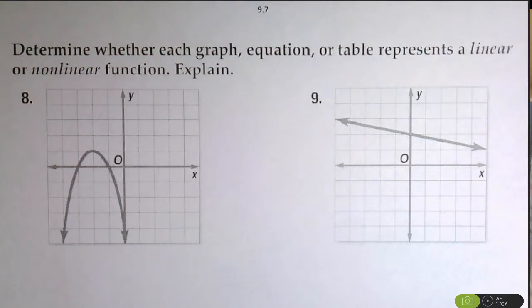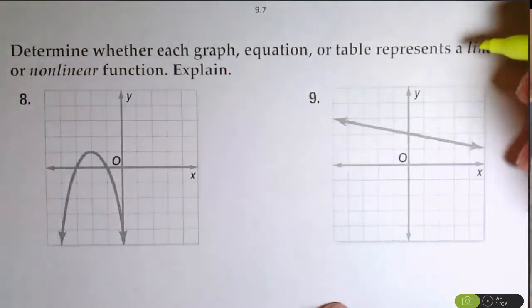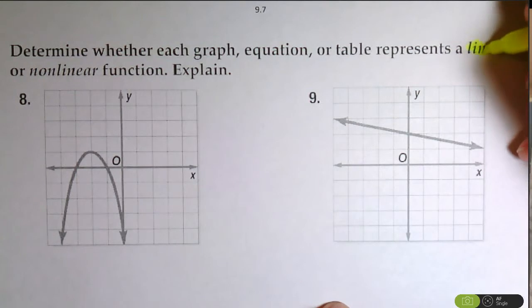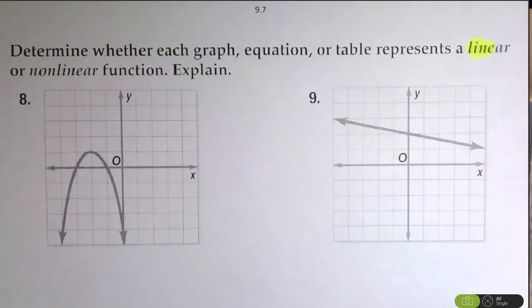Okay, so here we are in section 9.7, linear and nonlinear functions. So it's easy to tell by looking at the graph if it's a linear function or not. Because remember, linear means line. That's the first four letters. It means line. So basically, its question is it a line or not?